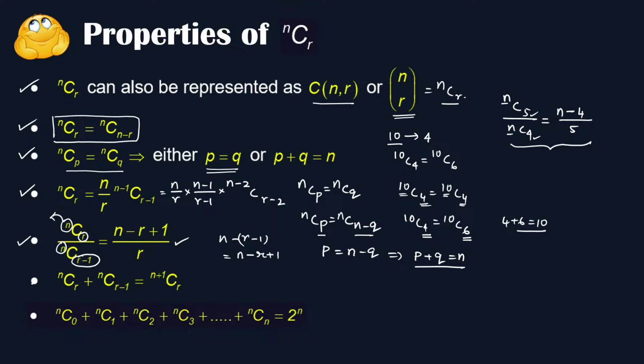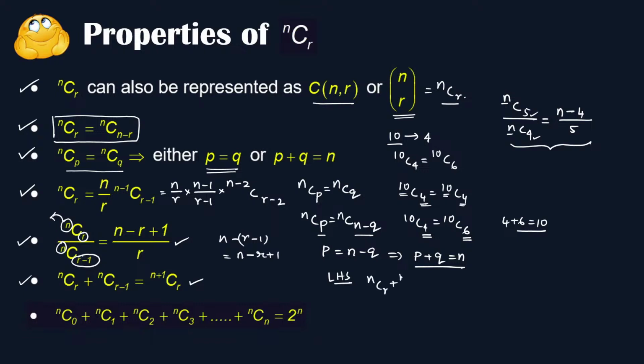Okay. Now let us come to the next property, which states that NCR plus NCR minus 1 is always equal to N plus 1 CR. Again, the proof of this property is pretty simple. You take the left hand side. Let me just prove this one.